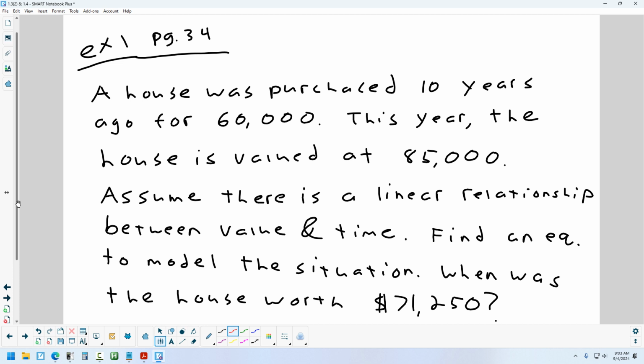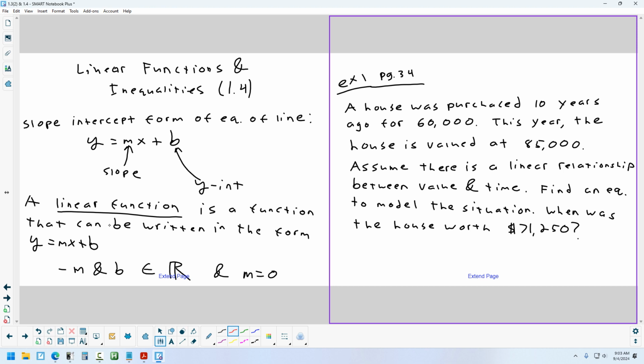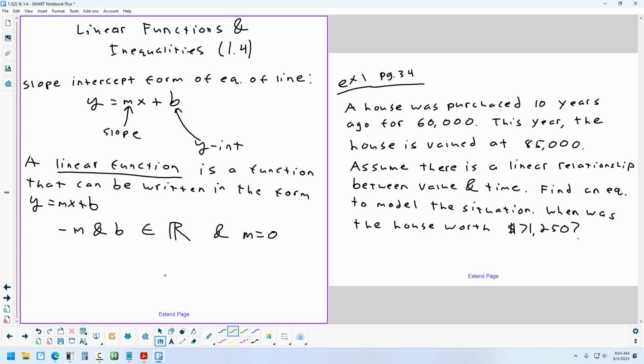So there's a number in this problem that is kind of like the y-intercept. Does anybody think they know what number up there would represent the y-intercept? Okay. Would it be 60,000? Yep. The y-intercept is always like a starting value or like an initial value. And the initial value of this house was 60,000. Okay, so that's our y-intercept.